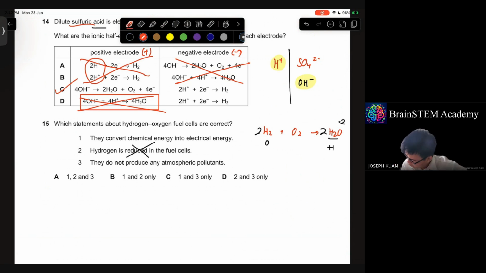And this chemical reaction actually generates electrical energy to run engines. So 1 is correct, and 3 is also correct, because the only product is water. Compared to your petrol engines, it doesn't form carbon dioxide or carbon monoxide. So in a way, they do not produce any atmospheric pollutants like carbon dioxide or carbon monoxide. So the answer for 15 is C for cat.